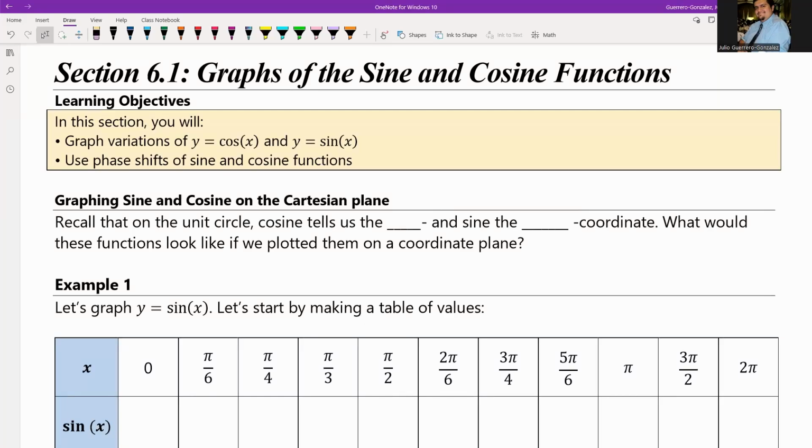Hello everyone, this is the lecture for section 6.1, graphs of sine and cosine functions. So at this point in the class, we've learned what the sine function and the cosine function are. We know that the cosine gives us the x coordinate, and the sine gives us the y.